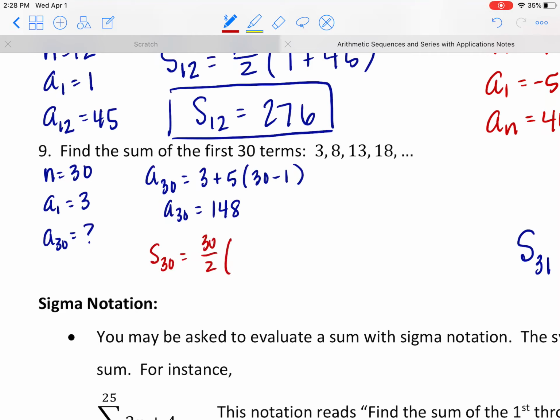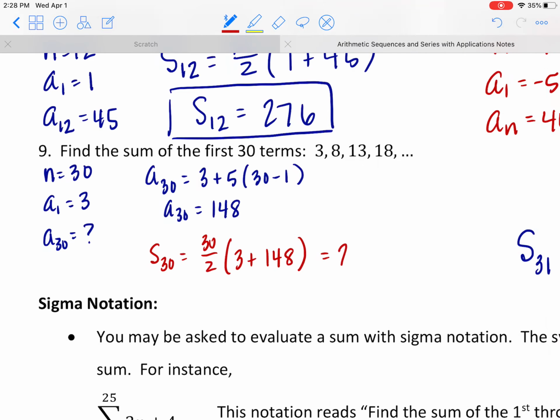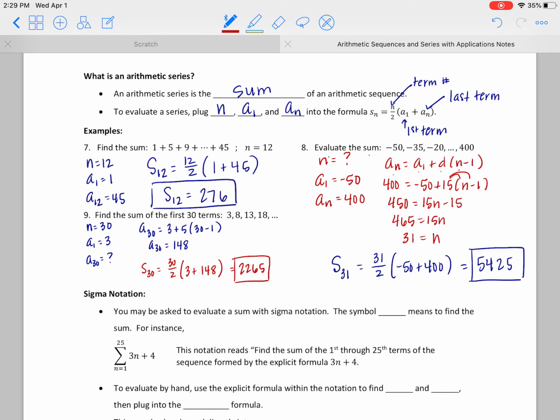It's going to be 30 over 2 times the first term, which was 3, plus the last term we said is 148. And that's going to make that sum, let's see, 30 over 2. Again, I know that's 15, but I'm just going to try not to make any errors here. 3 plus 148 in the parentheses, 2,265. If I added all 30 of those numbers together, that would be my sum.